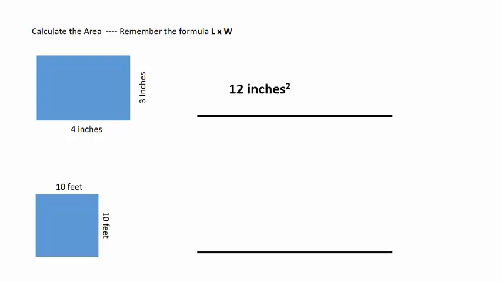The answer I came up with is 12 square inches, or 12 inches squared, depending on the way you like to discuss things. So that's 4 times 3 gives us 12, and then because it's area, the units are inches squared.